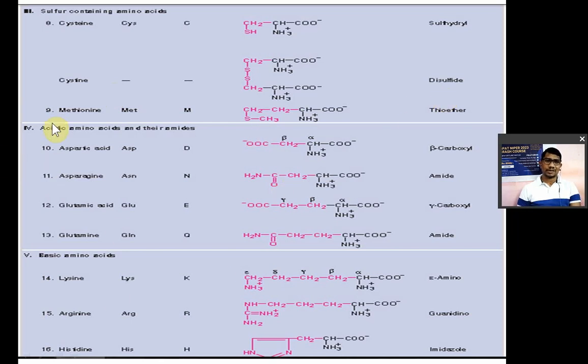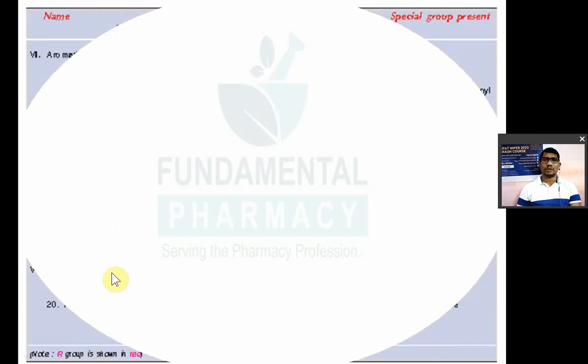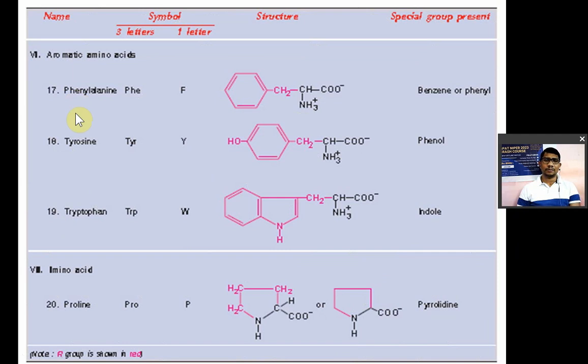After that, acidic amino acids and their amides: aspartic acid, glutamic acid, and their respective amides, asparagine and glutamine. Then we have seen the basic amino acids: lysine, arginine, and histidine, LAH. Then aromatic amino acids: phenylalanine, tyrosine, and tryptophan. The rings present are benzene, phenol, and indole respectively.